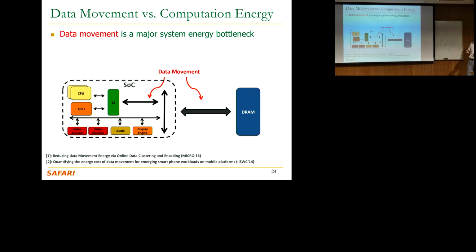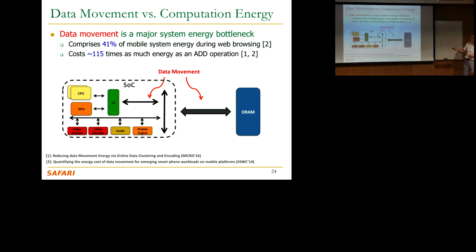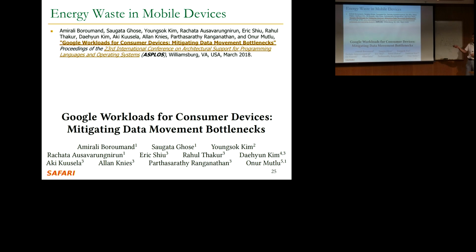Okay, and if you actually want to look at some more realistic number than the one that I exaggerated to be 1,000x, people have shown numbers like 115 times. Basically, a memory access costs 2 to 3 orders of magnitude of the energy of an add operation. And I'm going to talk about these SoCs a little bit more in a little bit. And we've done some studies.